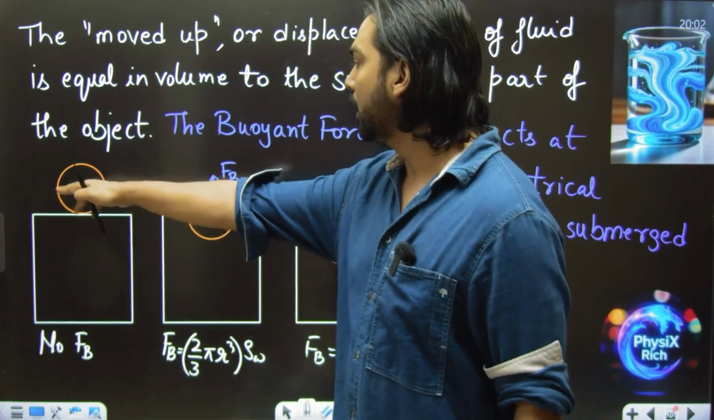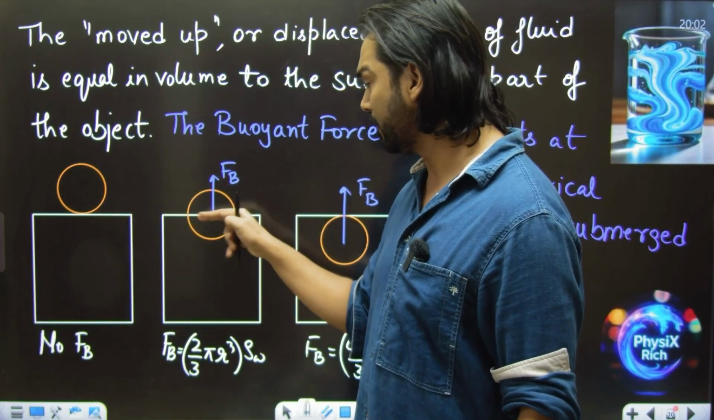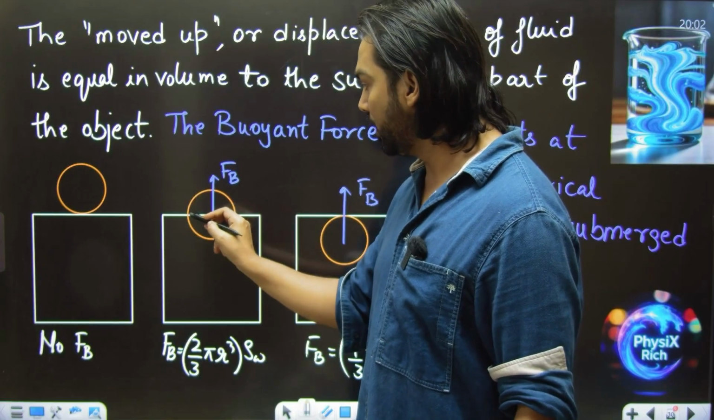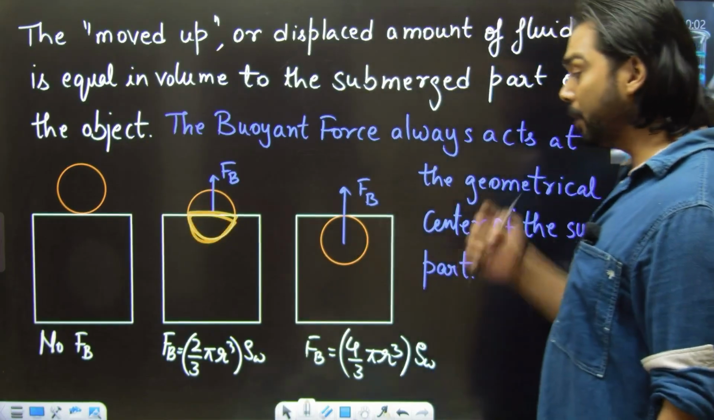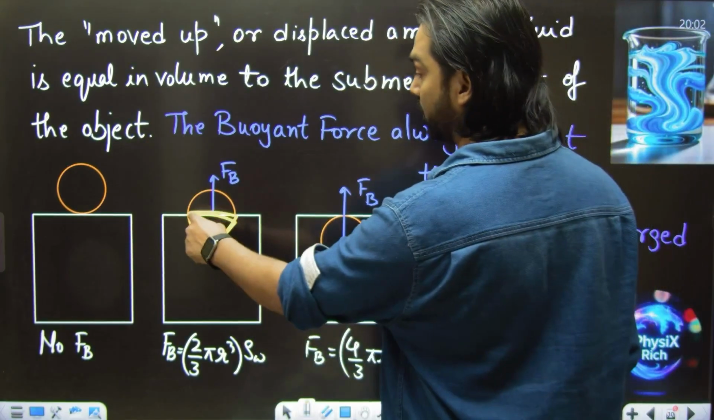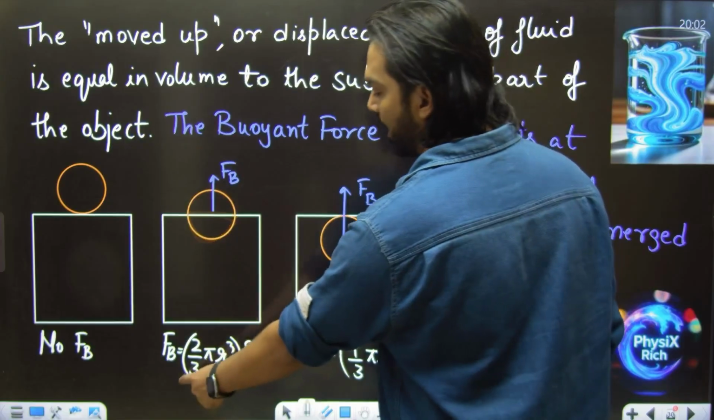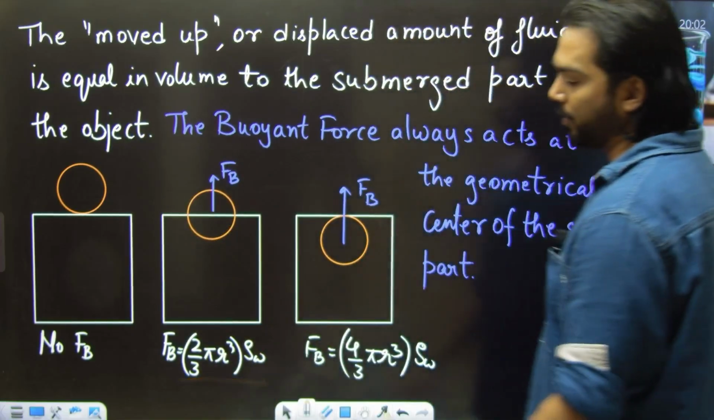How much has this been submerged? Half of this sphere has been submerged. So only this part will be displaced. Okay. So what will be the buoyant force? The buoyant force will be the weight of this part, but in the upward direction. And I have written the weight of this part over here.